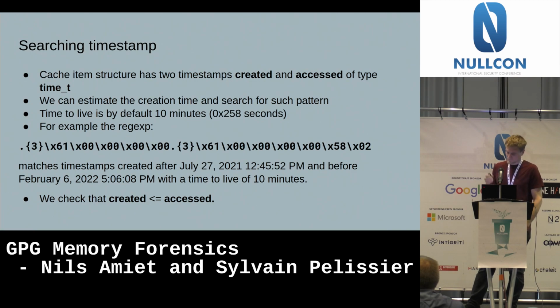So we thought, okay, we can just create a regex by searching for the two timestamps, creation time and access time, and also the default time to live, which is 10 minutes, so 258 seconds in hexadecimal. If we use, for example, this regex, we'll find all the cache items which were created between July 27, 2021 and February 6, 2022, with a time to live of 10 minutes. If we have matches, we can still verify that the creation timestamp is less than or equal to the access timestamp. If not, we know it's a false positive, and we can just discard this value.